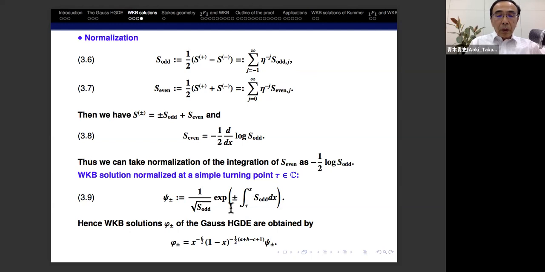Anyway, this WKB solution is very important in our analysis. And going back to the original Gauss equation, we have the WKB solutions, phi plus minus, of the Gauss equation. That is, this gauge transform recovers the first order term.